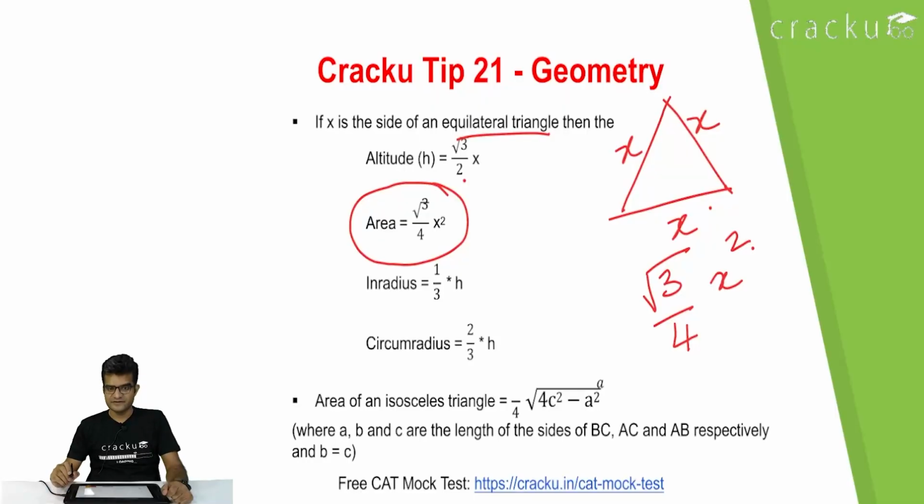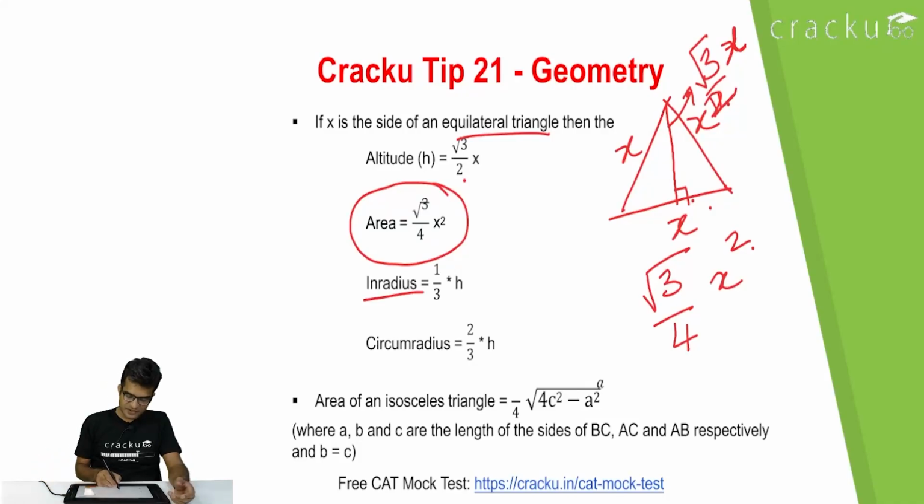The altitude, that is the length of the perpendicular drawn from one vertex to the opposite side, will be equal to root 3 by 2 into x. This also can be very easily derived, so there is not much need for you to mug up these formulas if you have the confidence that you can derive them.